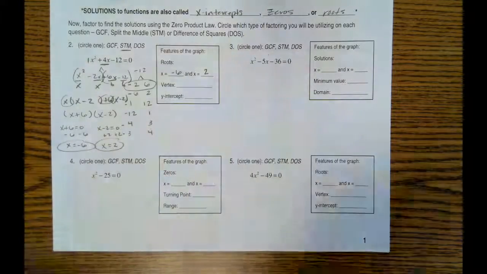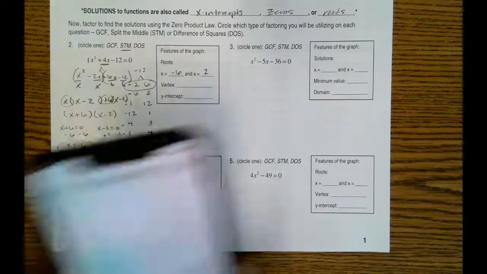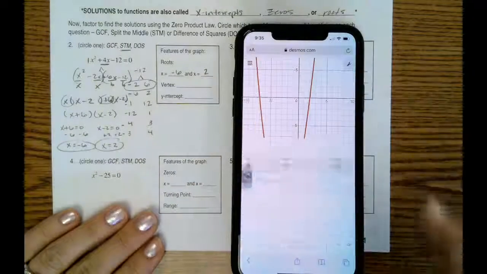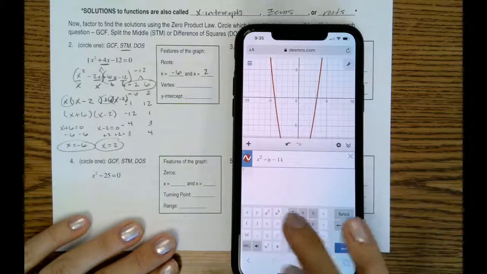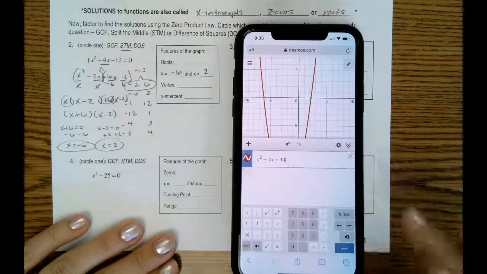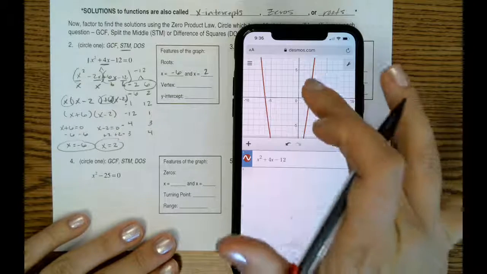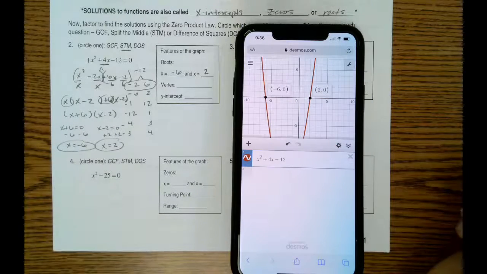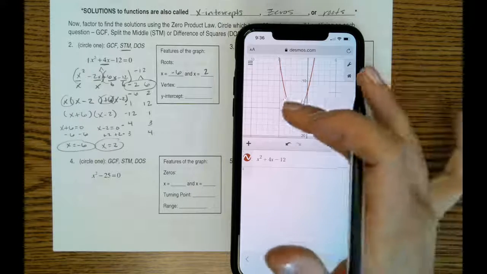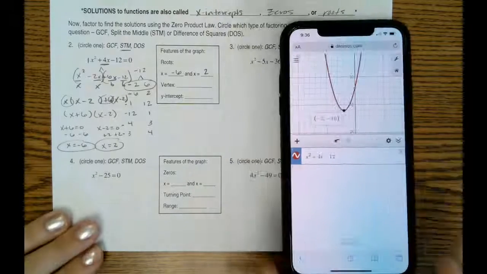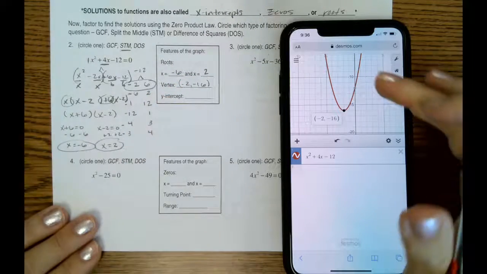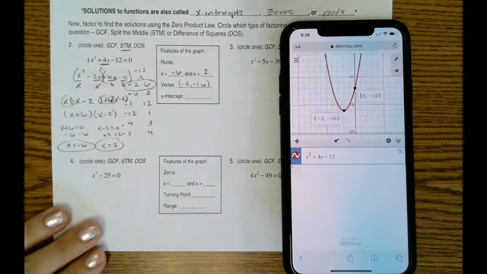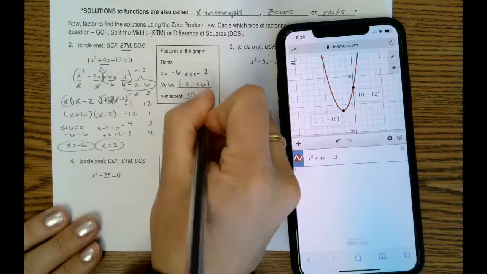All right, now we want to go ahead and check it in Desmos. So I'm going to see if I can edit the one that's already in here and not have to retype everything. Excellent. Okay, so let's check and make sure. Yep, negative 6, positive 2 for our x-intercepts or our roots. The vertex is that turning point. So down here it's at negative 2, negative 16. And then our y-intercept is right here at 0, negative 12.